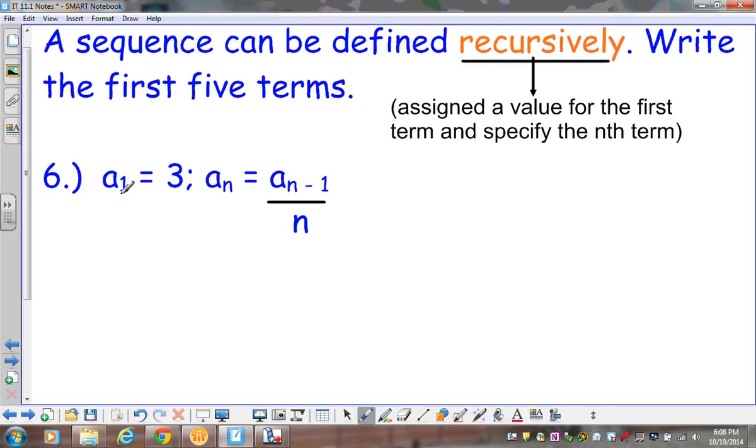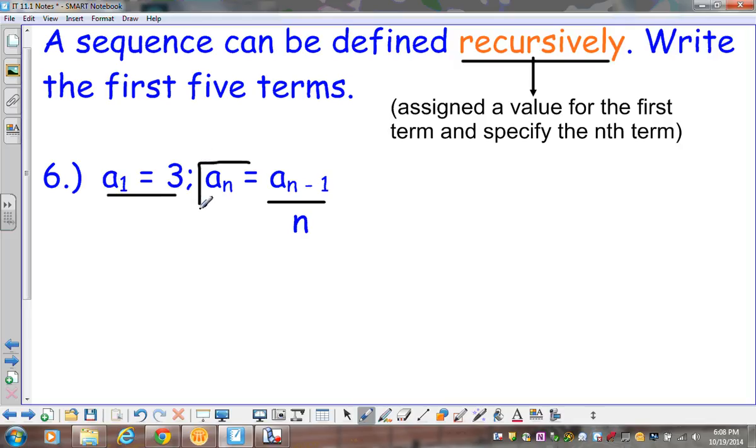All right, well, they already give me my first term. You have to have a term with recursive. You have to be given some term with the recursive formula. All right, so my first term here, a sub 1, is 3. And remember, anytime you see a sub 1 or a sub 2, they're giving you a specific term. So they're giving me my first term here. My first term is 3.